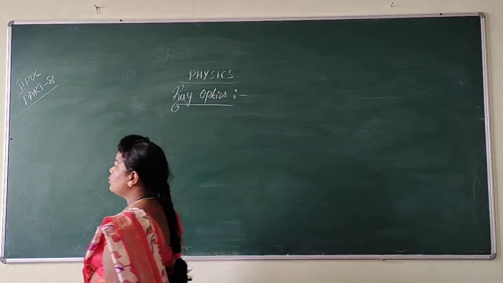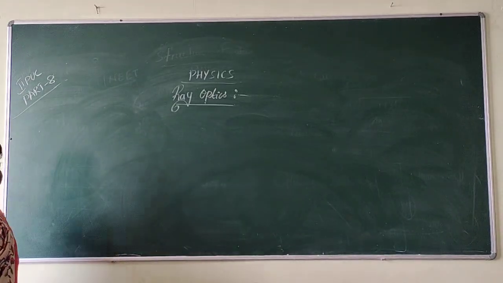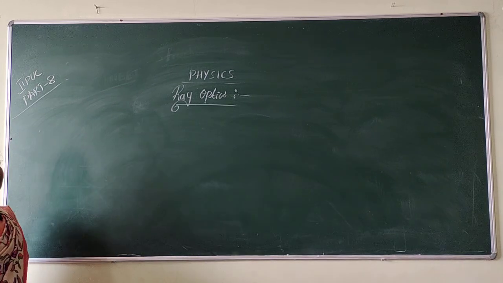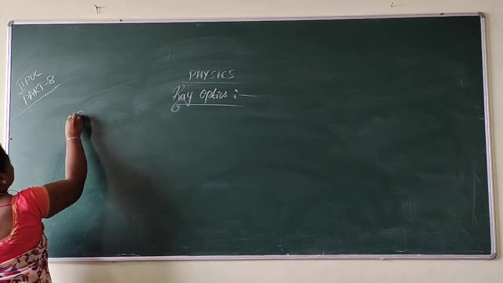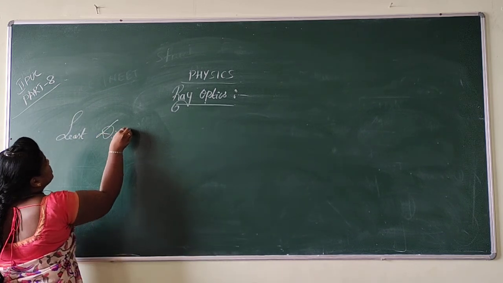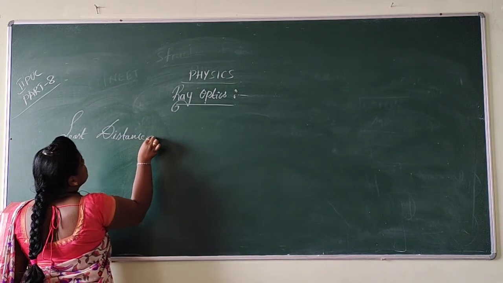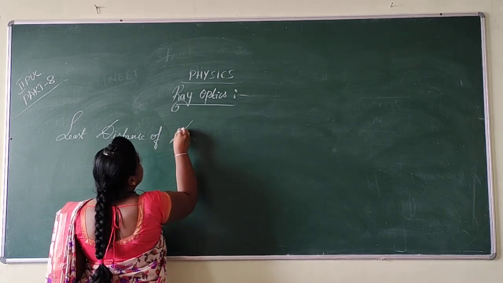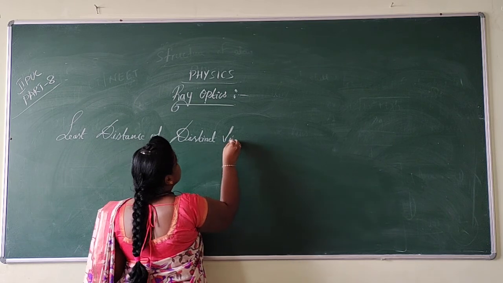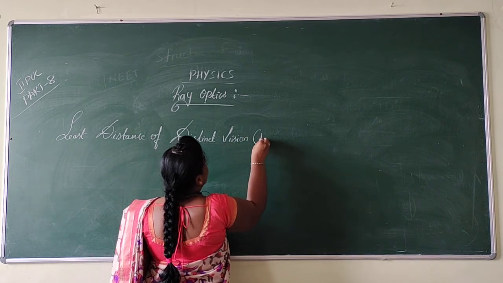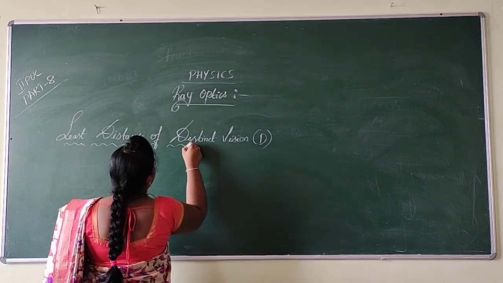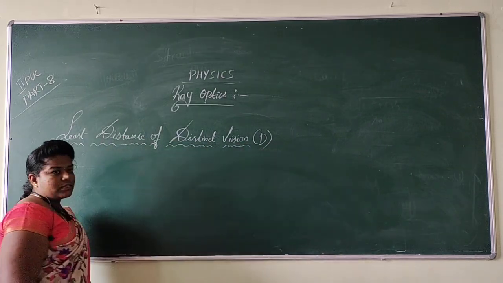Dear students, to know the working principles and also to derive the linear magnification and angular magnification in case of optical instruments, we should know what is the least distance of distinct vision. This least distance of distinct vision is represented by the symbol capital D. What is this least distance of distinct vision?